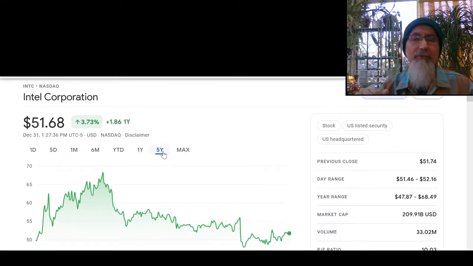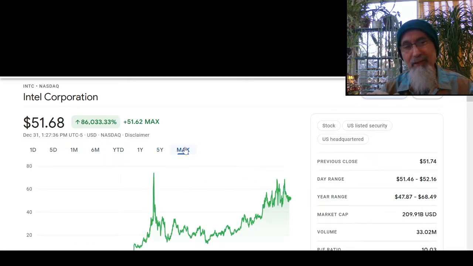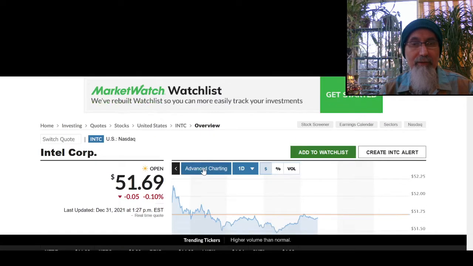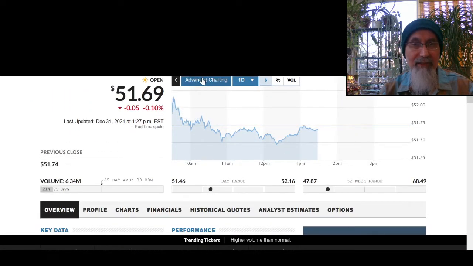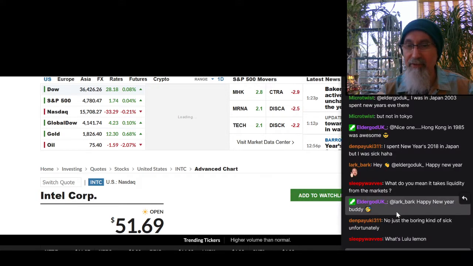Here's the general chart for 5 years, and here's the max chart for Intel. It does a lot of fluctuations, and it's looking like this, and it looks like just basic. It looks like it's sitting on some kind of support, right? Let's go back here and let's look at the technicals on this thing. Okay, some of the technicals anyway.